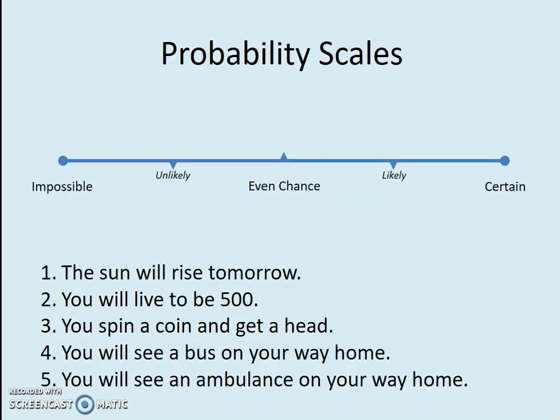Now we will discuss about probability scale. These are the main words that you need to know when you discuss about the probability scale. When something will happen for sure, that is certain. In this case, what will be the probability? Yes, it will be 1.